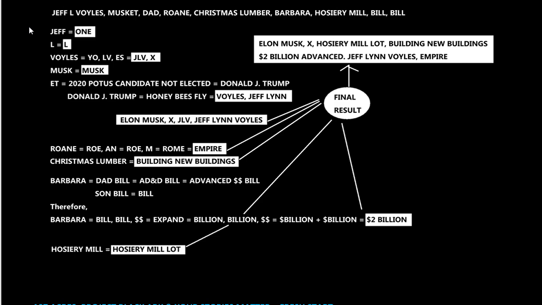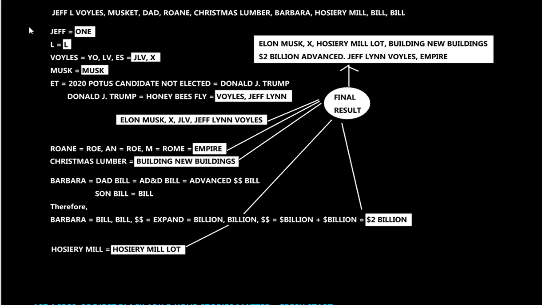All right, Rome translates to Rome, and Rome was an empire. Christmas Lumber Company sells materials for building new buildings. Barbara, let's see. Okay, Barbara lived in the home with two Bills. There was the dad Bill and the son Bill.